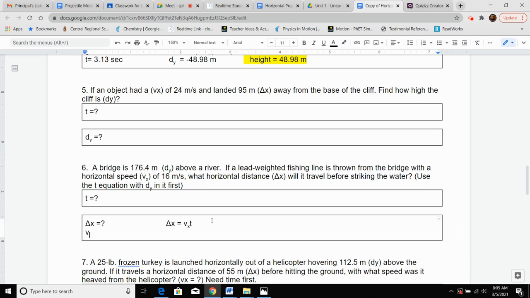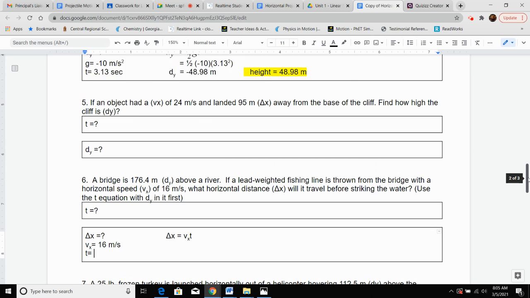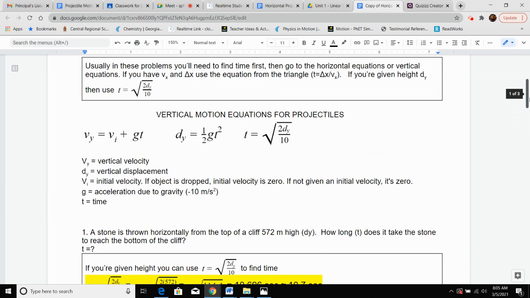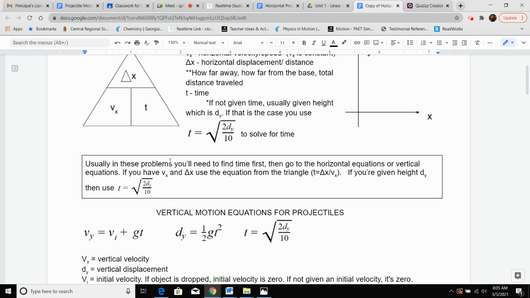I have vx is equal to 16 meters per second. And t equals, don't have t. That's a problem. So, like I said, if that's the case, you're usually going to need time from one of the other spots. So since we can't use the t equation here because we don't have delta x, that's what we're looking for, you need to use this equation.